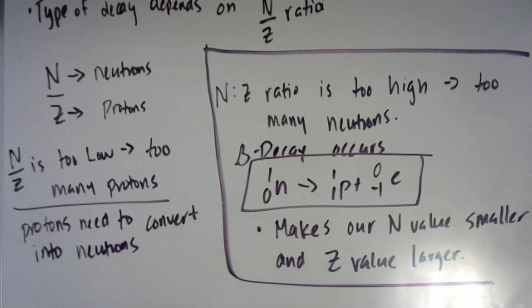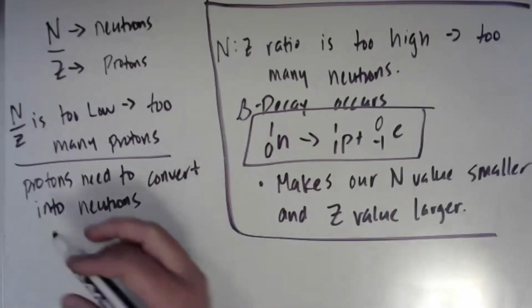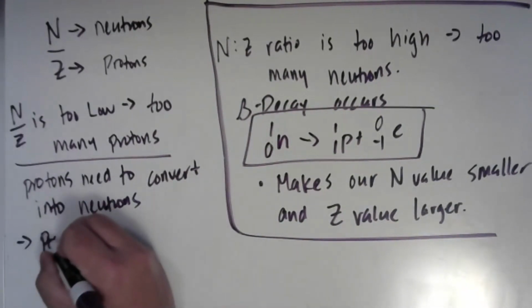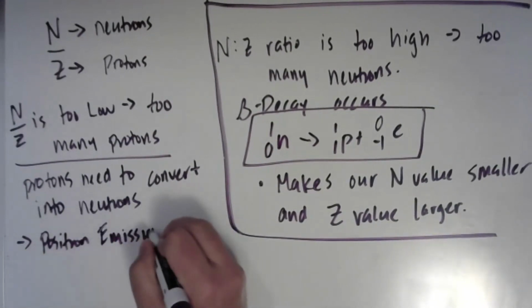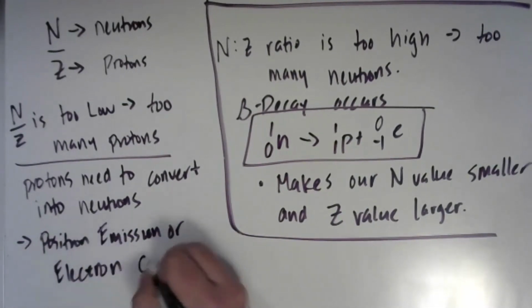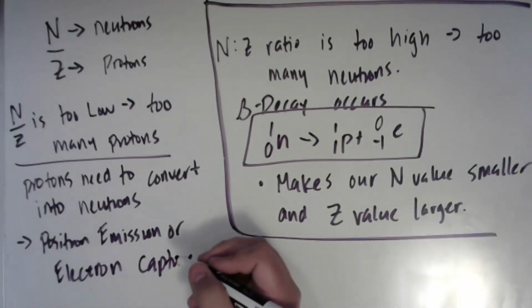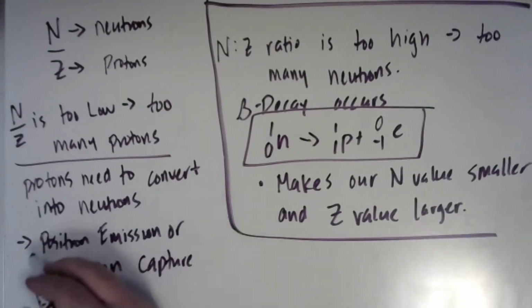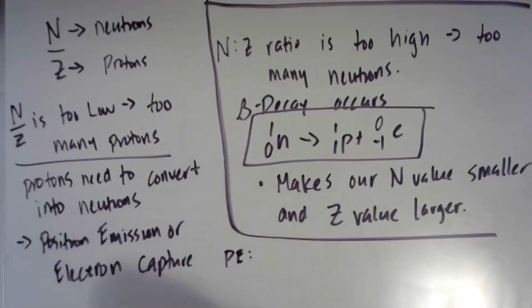They can do this via positron emission or electron capture. And in the problems that we are about to look at, they're telling us to focus on the positron emission. Remember that for these processes, when you have your positron emission, for example, always go back to the process to look at this.